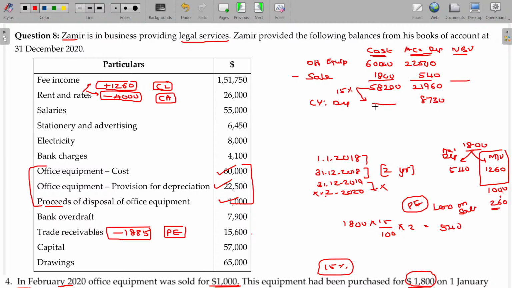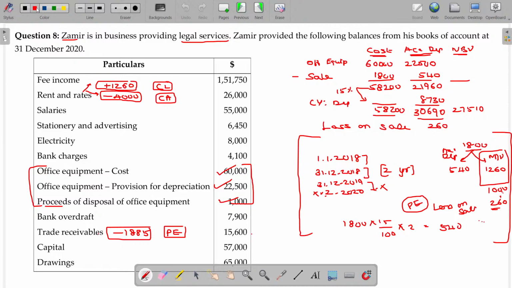Now, overall value 58,200. Accumulated depreciation, the balance we have here, being 8,730 plus 21,960, which is 30,690. And net book value being 27,510. Apart from that, there's a loss on sale, being 260. This is the amount to be adjusted where? In the profit and loss section as expenses. Clear?